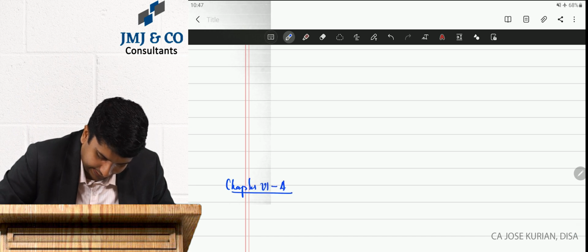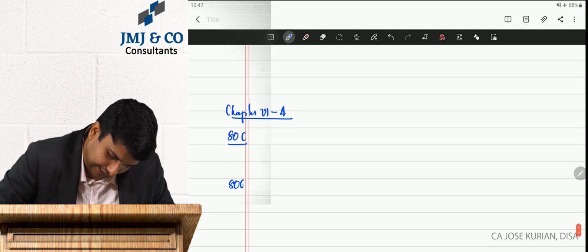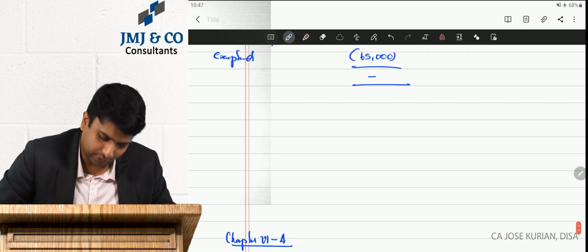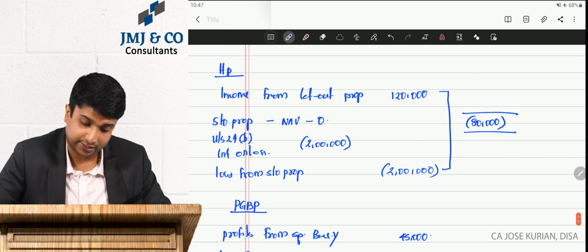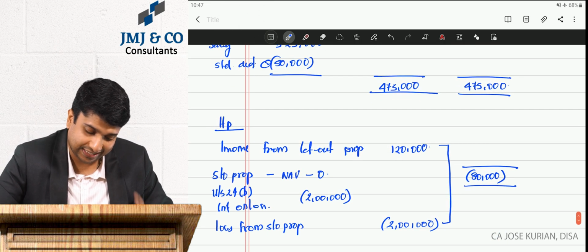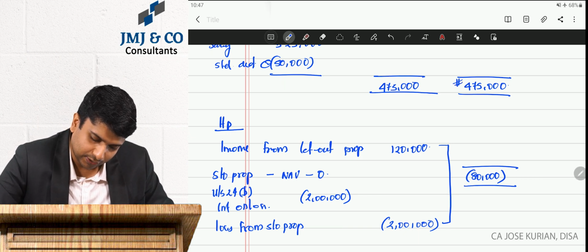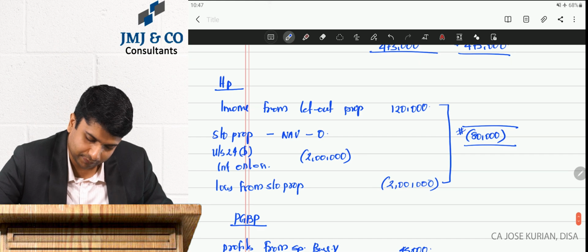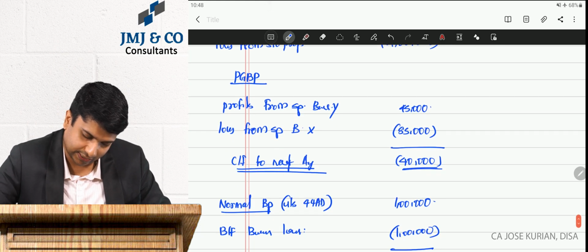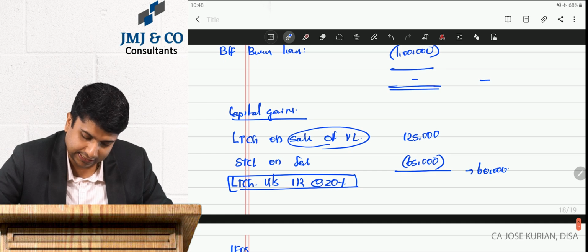Chapter 6A deductions: there are two, one is 80C and the other one is 80G. First of all, let's compute the gross total income and then we will move forward. Now there are certain possibilities under the heads. There is a profit from the head salary, then there is a loss from the head house property, then there is nothing left from PGBP, then capital gain, there is a gain of 60,000.